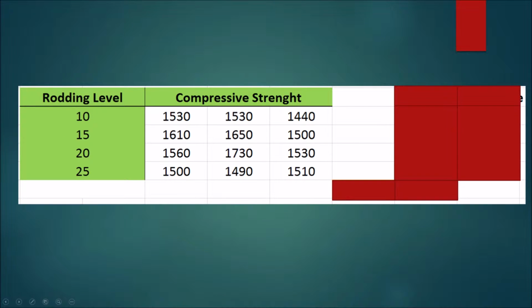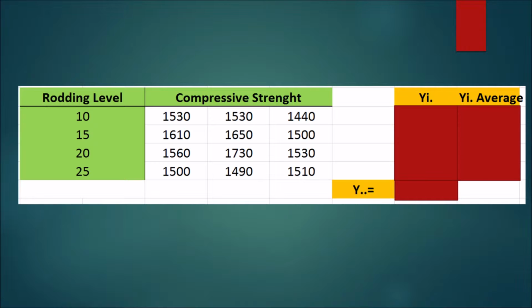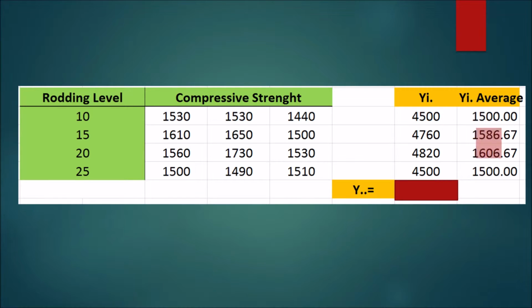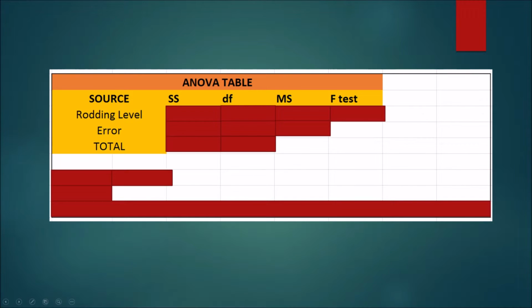To solve this problem, we first must analyze the data observed. The first step is to get the sum of all rows. The second step would be to get the total of all sums. And the third step would be to get the average of each row. The data is as follows. With the values from the table above, we can now proceed to develop the ANOVA table.